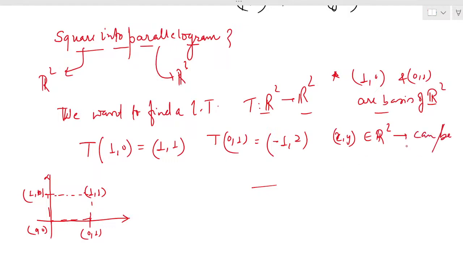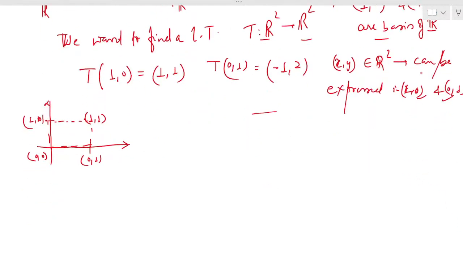If you remember, we have done all these things. We have done linear span, subspaces, everything. So it can be expressed in the form of (1,0) and (0,1). Is that clear? Because this is the standard basis of R square. In order to express any arbitrary element (x,y) in R square, I can express it in the form of (1,0) and (0,1).